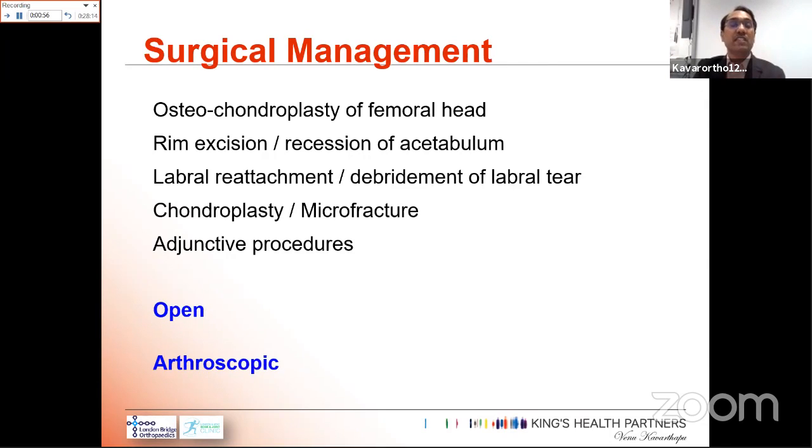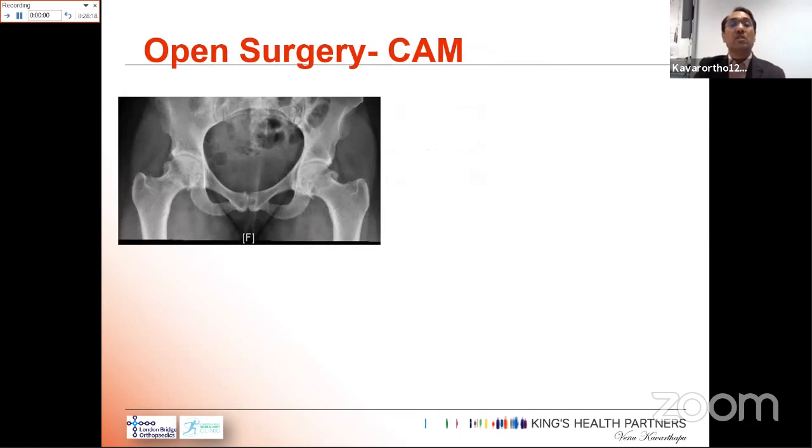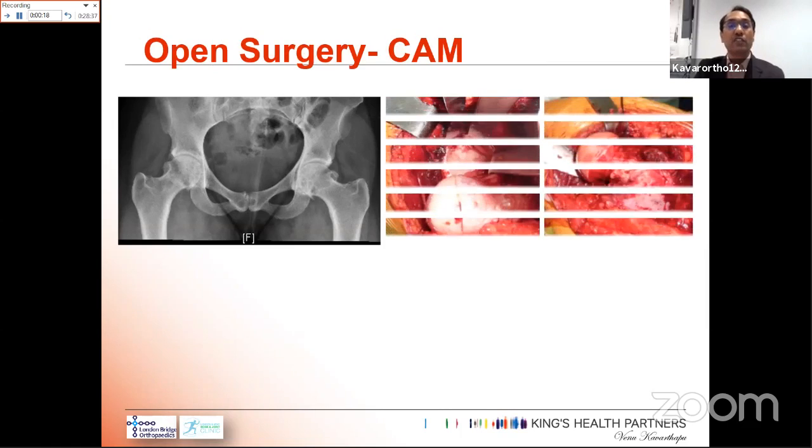So that can be achieved through an open or arthroscopic technique. And indeed, until about 15 years ago, most of these higher, complex therapeutic procedures were done through an open approach. And in some centers, they still do the open approach. And in my practice, the open approach was used 50% of the time at the beginning in 2006, but now it is rarely used.